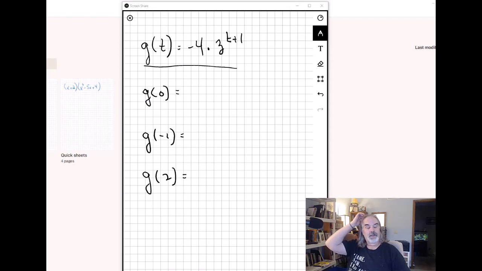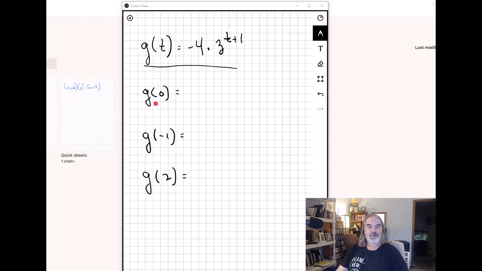Okay, here's a new function. We've changed the variable from x to t just to reinforce that it doesn't matter what the variable's name is. You just have to know where the spot is. So this time we have a constant multiple of negative 4 on the outside, and now instead of 3 to the t, it's 3 to the t plus 1. Okay, doesn't matter. We do exactly the same thing.